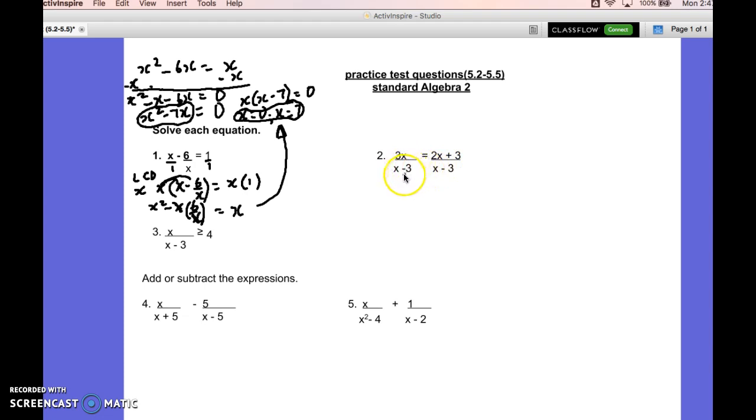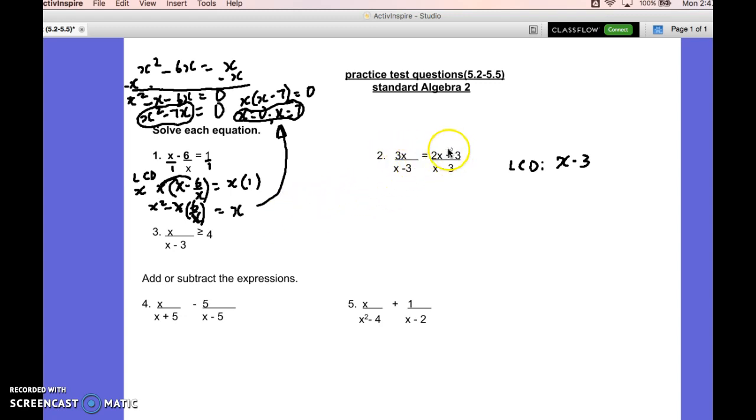How about this one? Notice here that the denominators are the same. So the LCD in this one is just going to be X minus 3, because X minus 3 can go into itself. X minus 3 can go into X minus 3. Okay? So what's going to happen with this one is kind of nice.